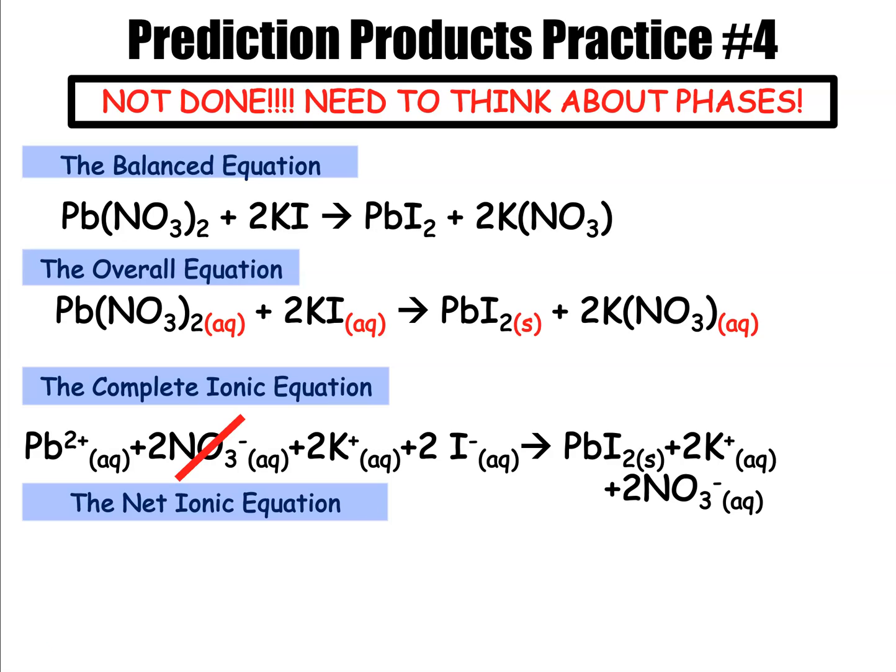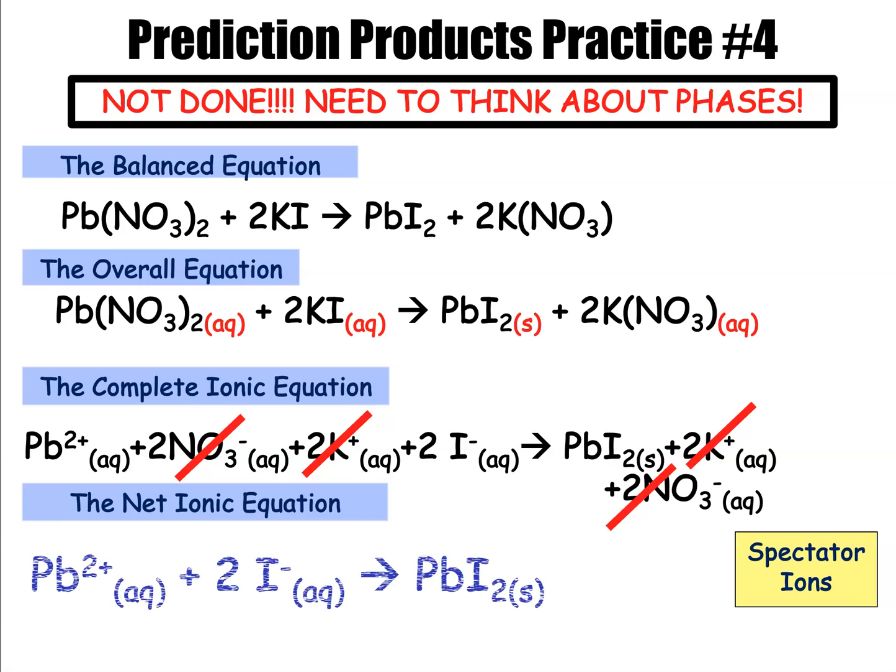Well, hopefully you see that nitrate is the same on both sides, and hopefully you also see that potassium is the same on both sides. These are our spectator ions. Remember, they are watching, they're not participating. Well, the net ionic equation is everything left over, not crossed out. Any questions on this one?